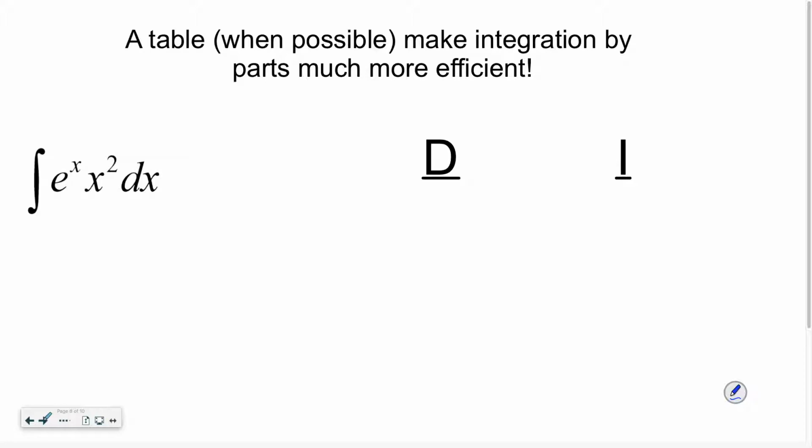Call it the table method. So rewrite down the same example, just so you know we're doing it again. Should we get the same answer? Yes, we should.